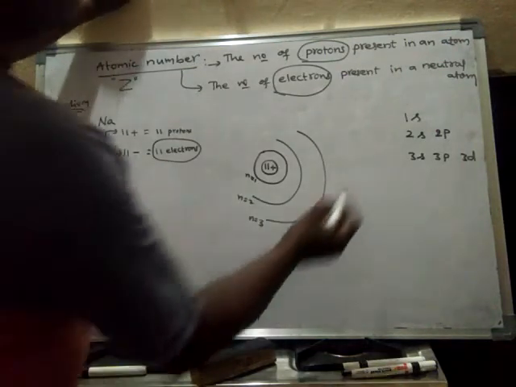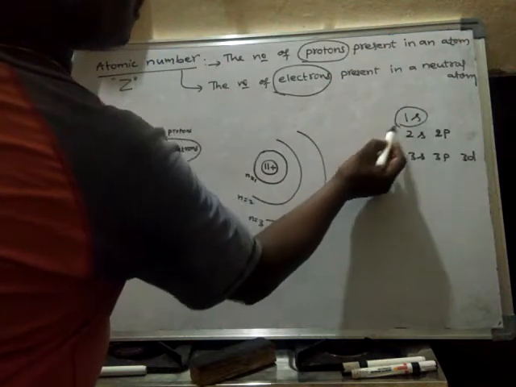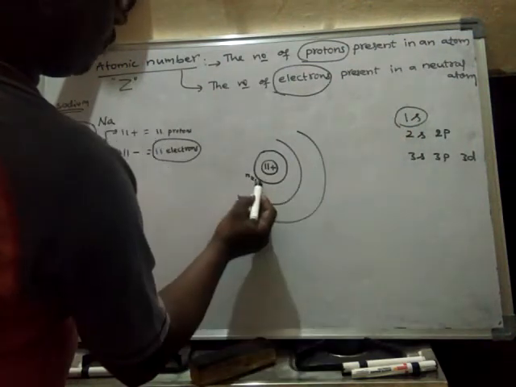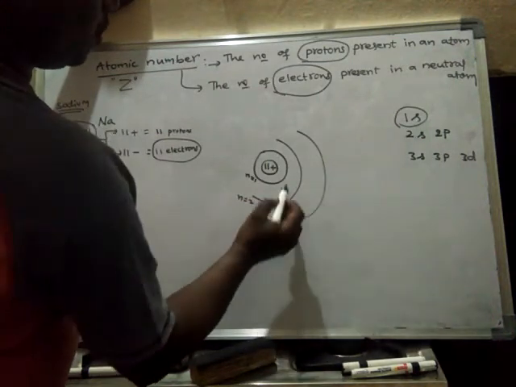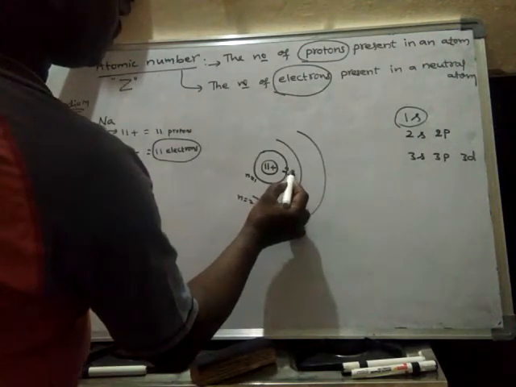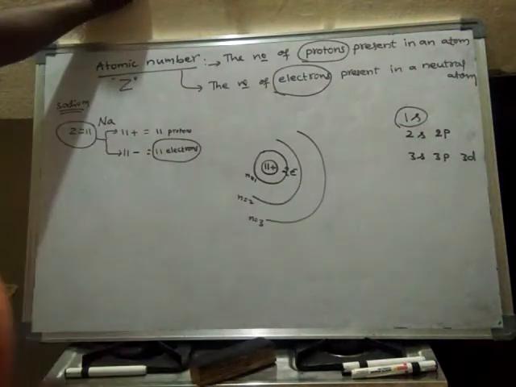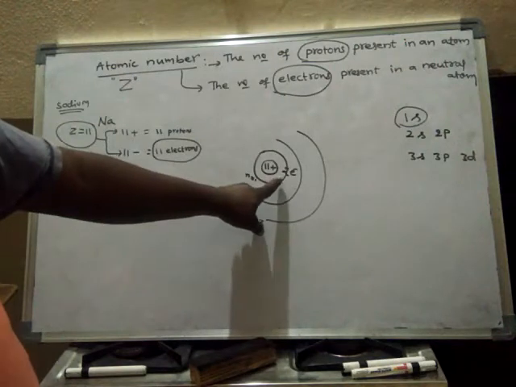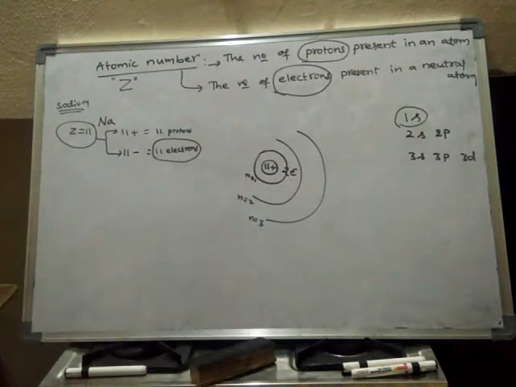So s contains how many electrons? s contains only 2 electrons. So the first orbit is having only s, and that too only 2 electrons are present. So what is the maximum capacity of the first orbit? Its maximum capacity is 2 electrons. It cannot hold a third electron.